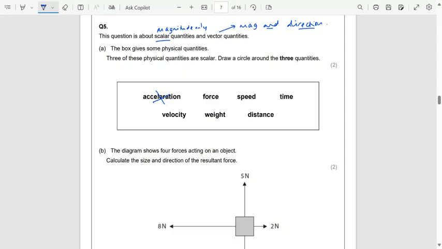A force can be plus or minus. It can be forwards or backwards. So it's not that. And weight is a type of force. So it's not that. Velocity is speed with direction. Now, if it's got direction, it means it's a vector, so it's not that one, which leaves us with speed, distance, and time.